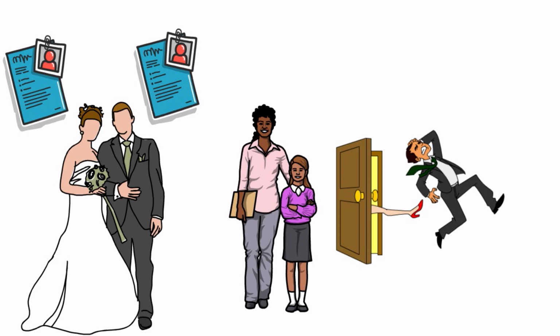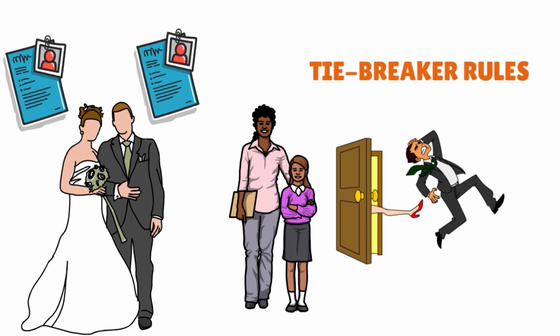So if you and your ex can agree that you should be the one to claim your child as a dependent, your ex will need to file an amended return to remove your child as a dependent. If the two of you cannot agree, the IRS will apply something called tiebreaker rules when deciding who will get to claim the child.